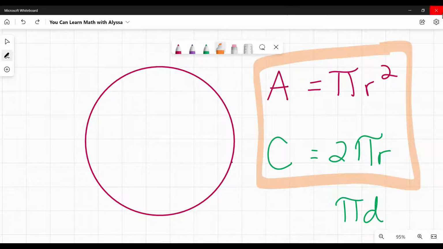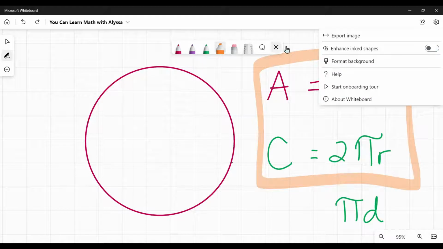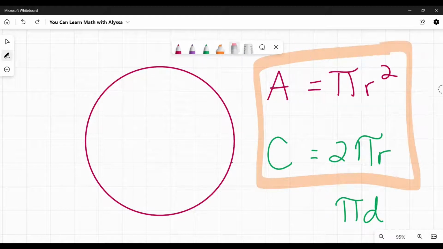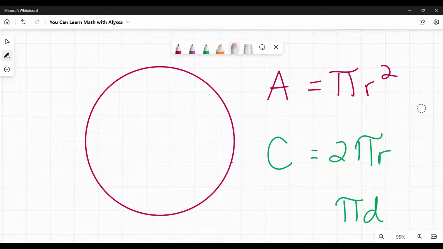And now I'm going to turn that ink to shape feature off. There you go. All right, so pi r squared and 2 pi r. And the reason, as you can probably see, that it can cause confusion for math students is there's a 2, there's a pi, there's an r. There's a 2, there's a pi, there's an r. So how do I remember which one is which?